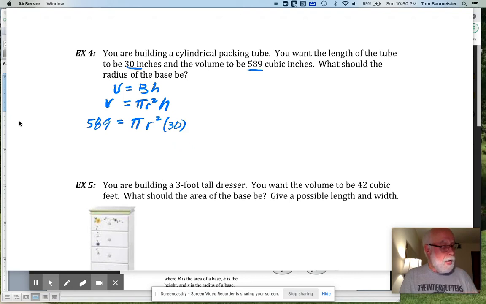So if I take that, what I can do is divide both sides by 30 pi.